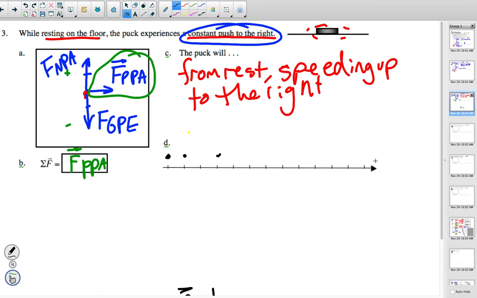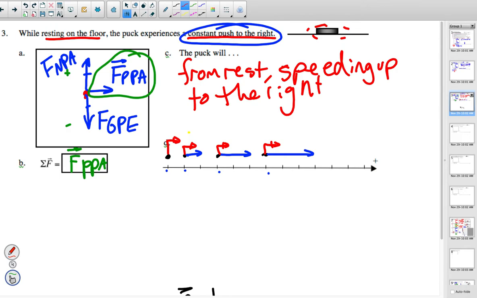From rest, it speeds up while moving to the right. So we get no velocity vector on the first dot, a short velocity vector, a longer velocity vector, and a longer. Notice that I made no velocity vector, a 1 hash mark velocity vector, a 2 hash mark, and then a 3 hash mark. And if this thing's speeding up in a positive direction, is it accelerating? You betcha. Which way? In a positive direction. So all these acceleration vectors should be the same length, and we'll put a single hash mark on each. Speeding up while moving to the right while experiencing a net force to the right.